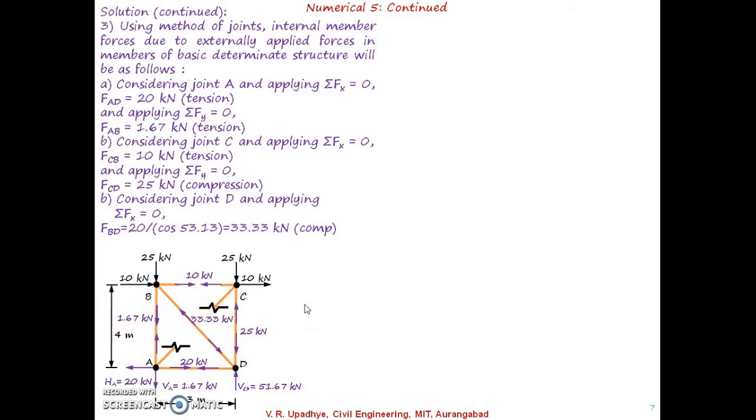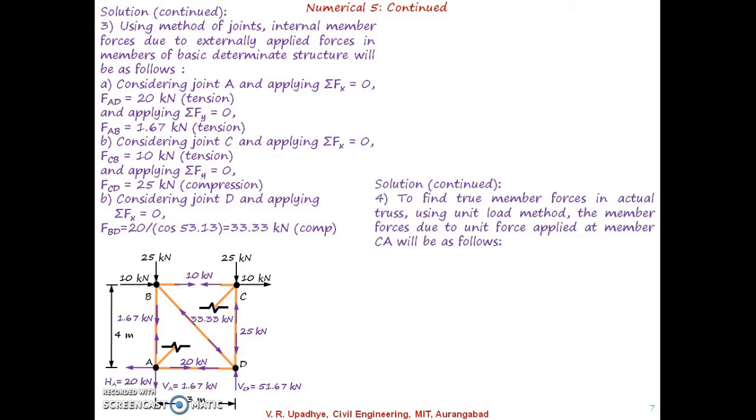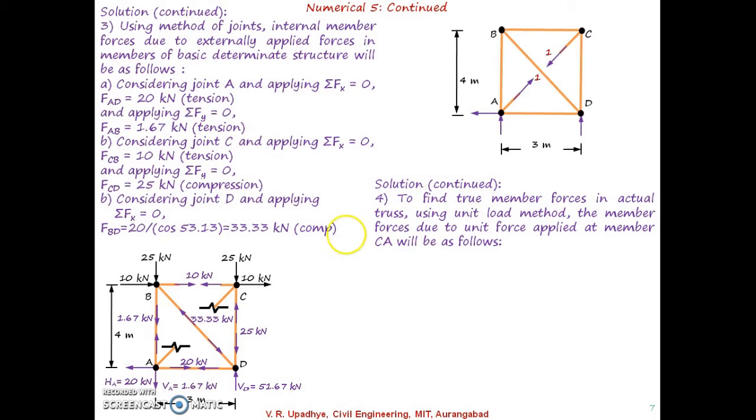Then if we go for further calculation, in the given structure the member AC is actually there, and it was removed to convert that structure into a basic determinate structure. So now we will go for finding the true member forces in the actual truss. Using the unit load method, the member force due to unit force applied at member CA will be as follows. So that diagram is drawn over here.